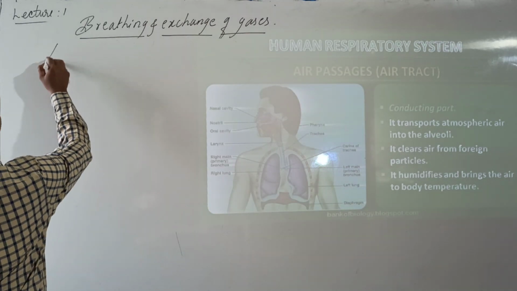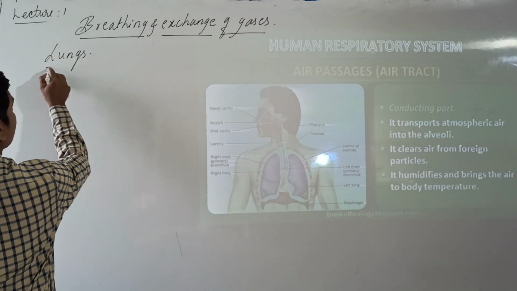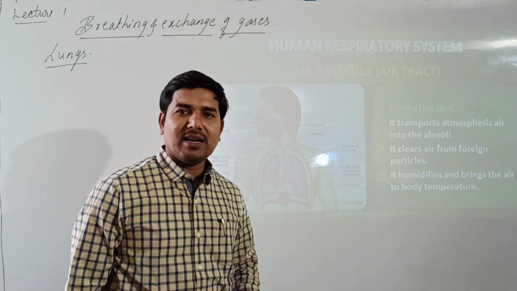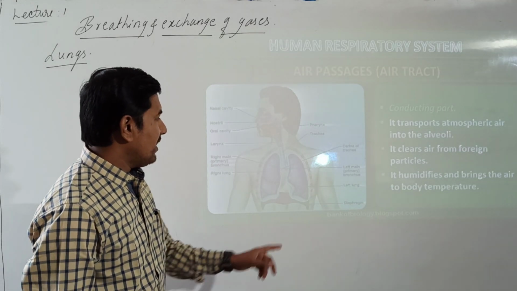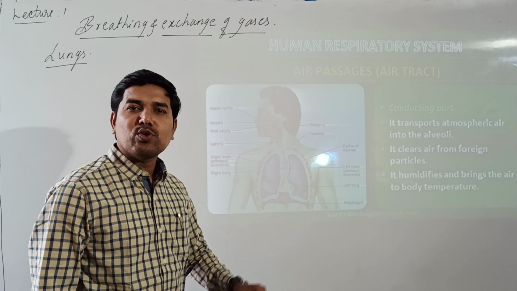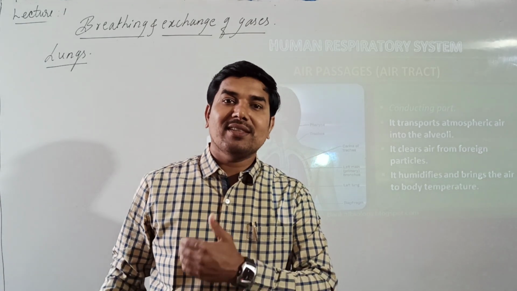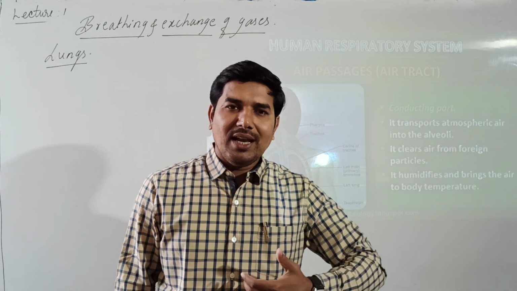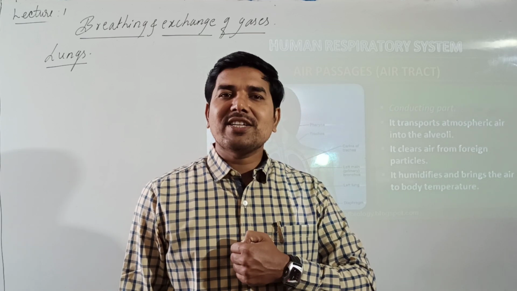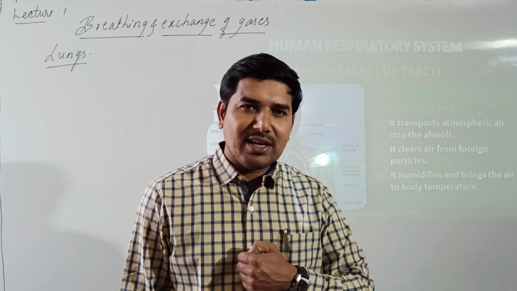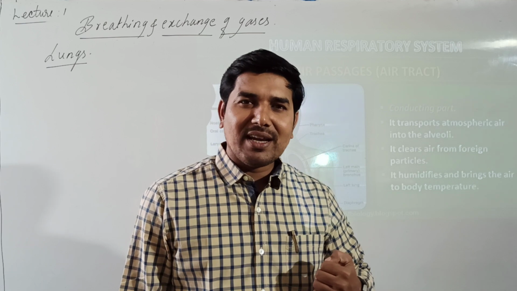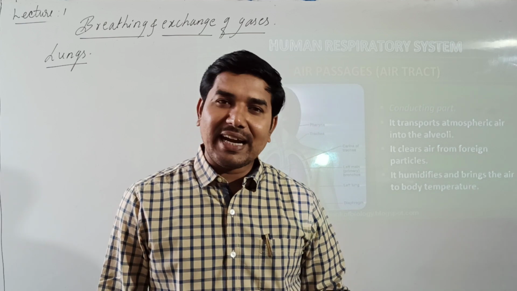Now when we come across the lungs, humans have a pair of lungs, left and right. Here we can see this is the left lung, this is the right lung. The left lung is bilobed, having 2 lobes, and the right lung is trilobed, having 3 lobes. The left lung is a little bit smaller because the heart is present at the center in between the lungs and its apex is tilted towards the left side. That's why the left lung is a little smaller than the right lung.